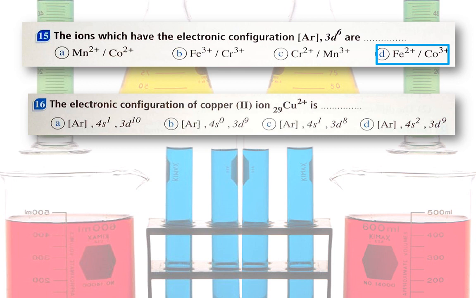Another question, the electronic configuration of copper plus 2. Copper plus 2 means that it loses 2 electrons. We have an electronic configuration with no electrons in the 4s orbital and 3d9. It means that it loses the 2 electrons from s and has 3d9 electrons.